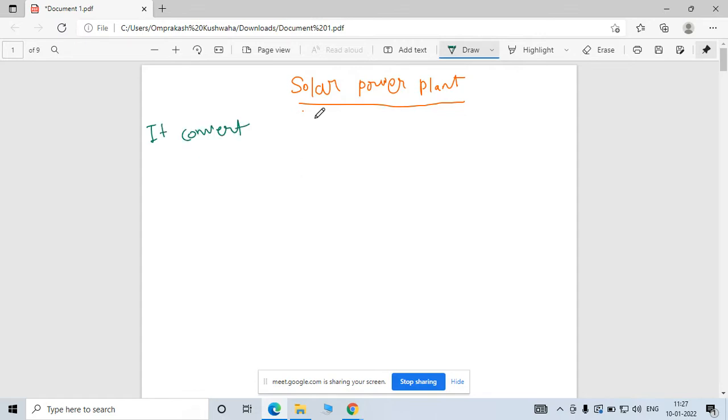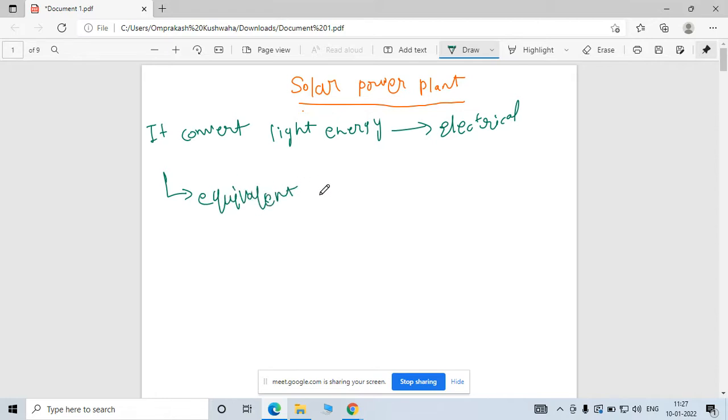It converts light energy into electrical energy. Okay, so if I draw the equivalent circuit for this PV cell, photovoltaic cell.